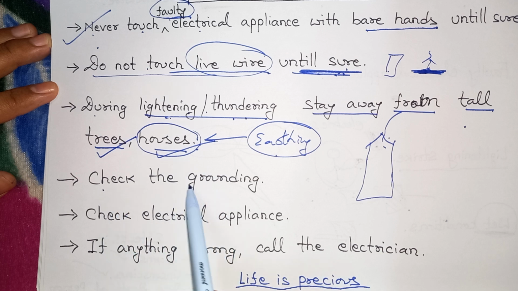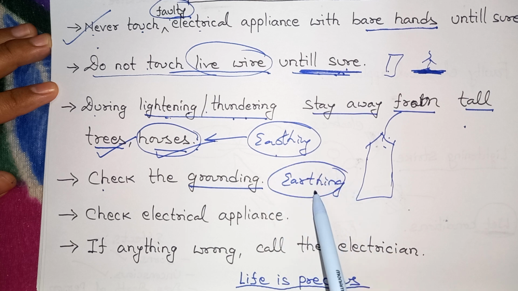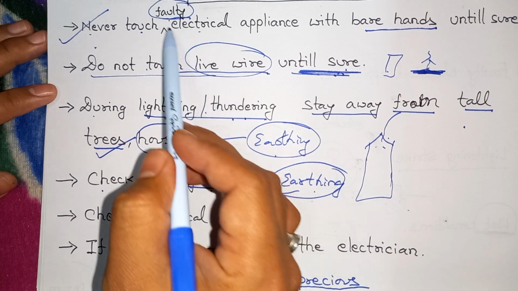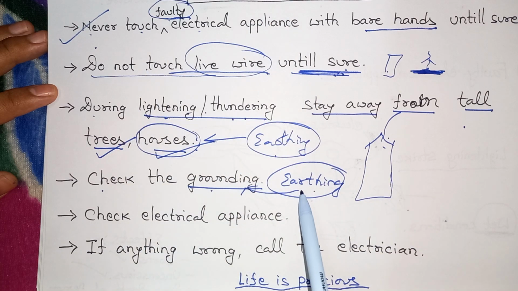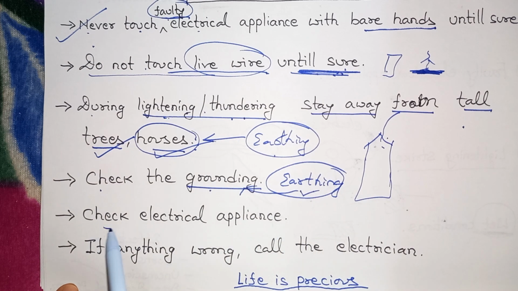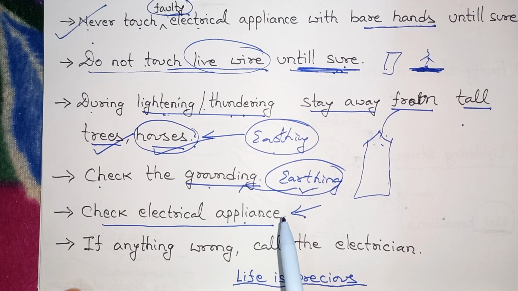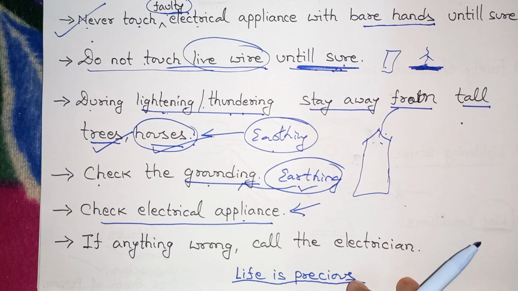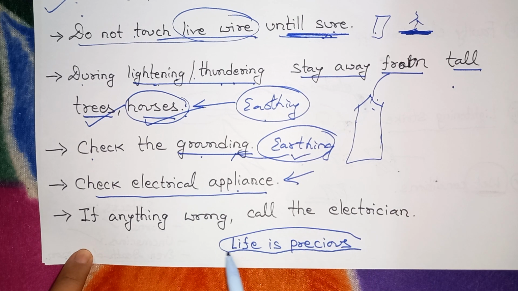Another one is check the grounding. Grounding means earthing. Check whether earthing is done properly in your house or not. If the earthing is done properly, then it can save your life from faulty electrical appliances. If you want to know about this, you can find the video about earthing in the I button. Another one is check the electrical appliances, whether they are faulty or not. If faulty, call the electrician or repair technician to fix them. If anything is wrong, call the electrician, because human life is very precious.